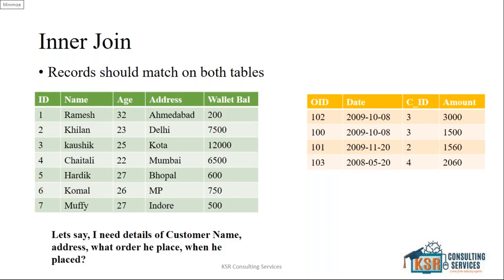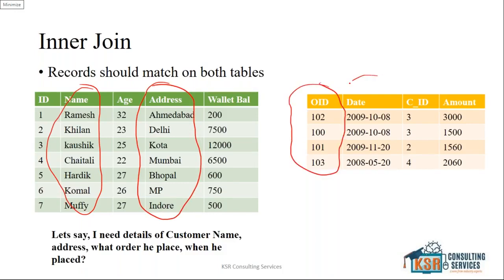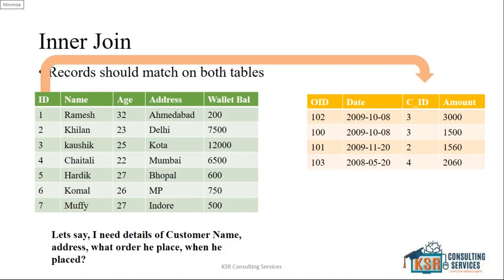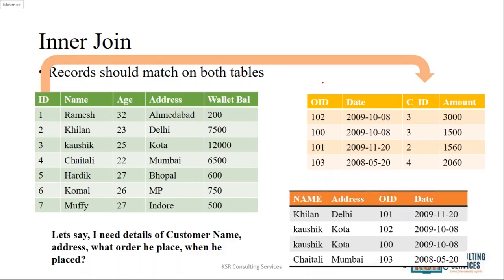Okay, my initial requirement was to get the customer information, customer name, get the address, get the order ID, get the order date. This is what I require. When I apply inner join on these two tables, I will get a result like this. The common column is ID and ID. If I apply the inner join on this, this will be my result.